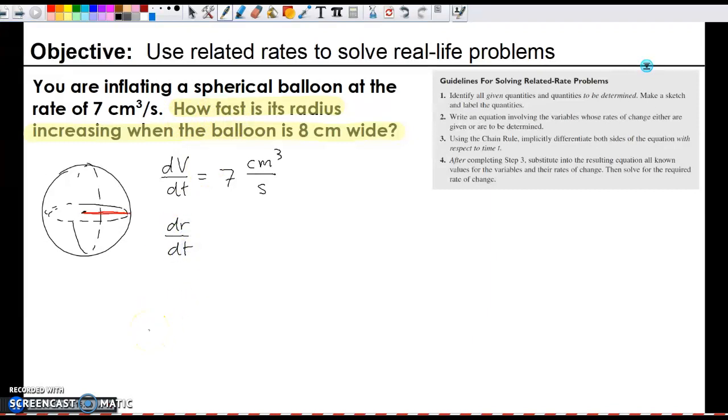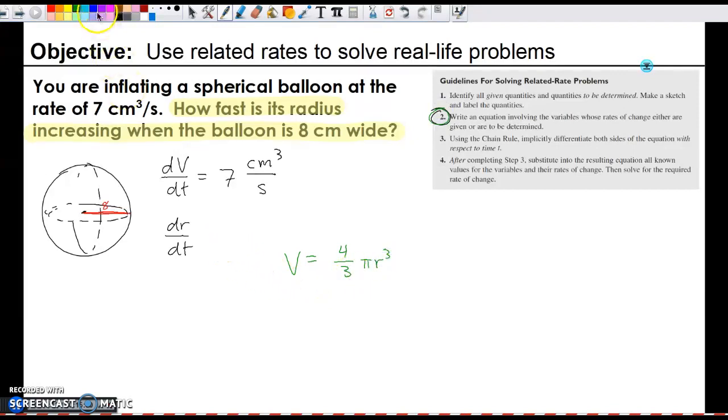Now I'm on step 2. Actually, I forgot to label the radius here, it's going to be 8 centimeters. Now what I need to do is write the equation. Step 2 is to write the equation that relates all these quantities together. So you'll see that the volume of a sphere is equal to 4/3 times pi r to the third power.